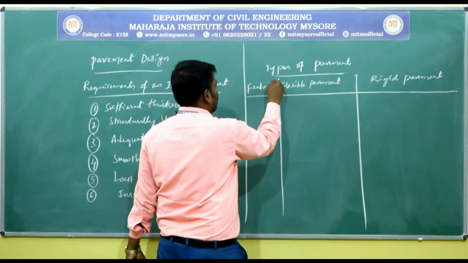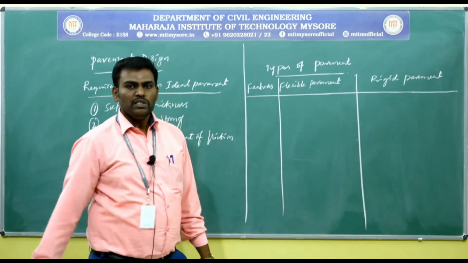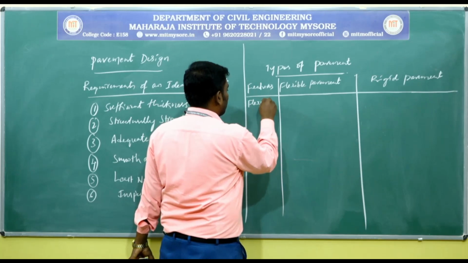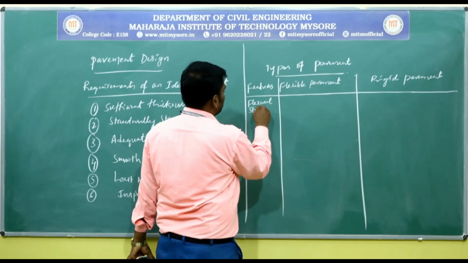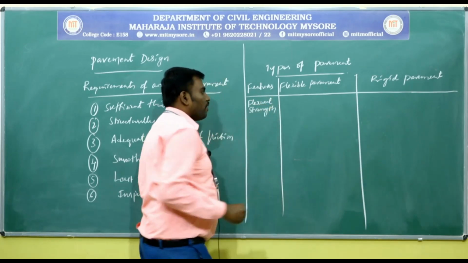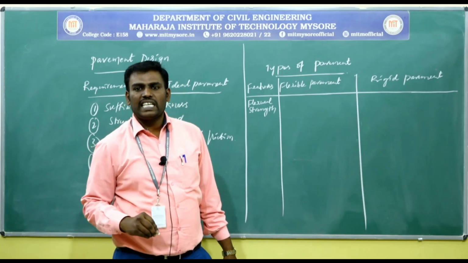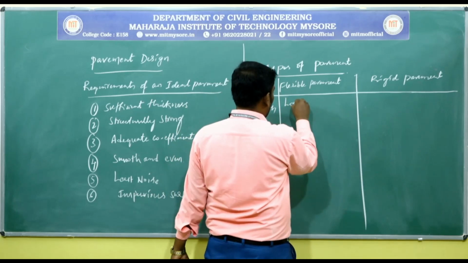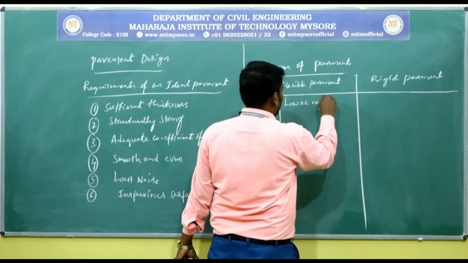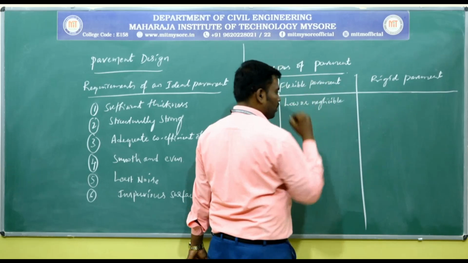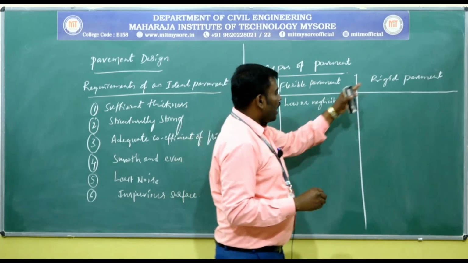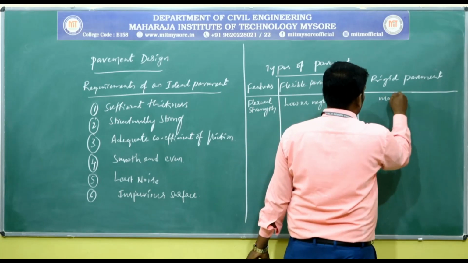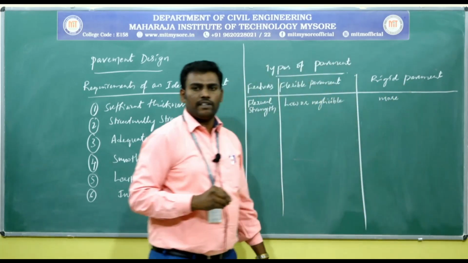Features. Okay, number one is flexural strength. For a flexible pavement, the flexural strength is low or negligible. And for a rigid pavement, the flexural strength is more. We can say high flexural strength.